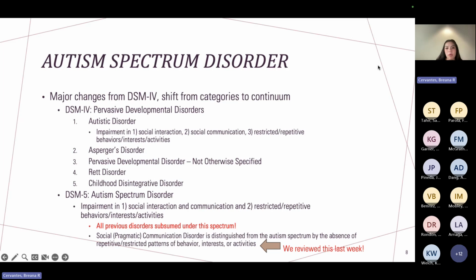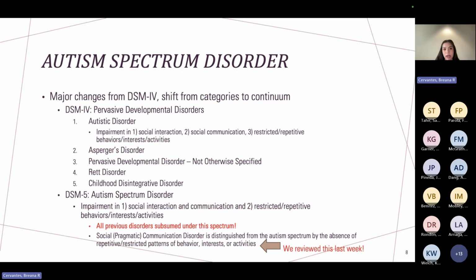So right now we have only one section, which is called ASD, but previously, before the DSM-5, we used to have in DSM-4 a different title. It was called pervasive developmental disorders. And there's been a shift. The reason why we have DSM-5, which is ASD, and why we used to have the pervasive developmental disorders, which included autistic disorder, Asperger's, pervasive developmental disorder not otherwise specified, Rett's disorder, and child disintegrative disorder.